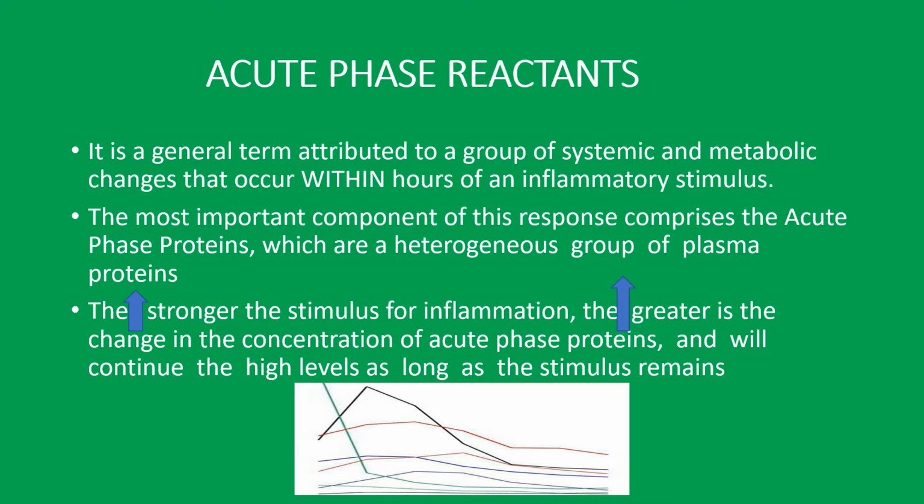The general principle in acute phase reactants is that the stronger the stimulus for inflammation, the greater is the change in the concentration of acute phase proteins, and they will continue at high levels as long as the stimulus remains.